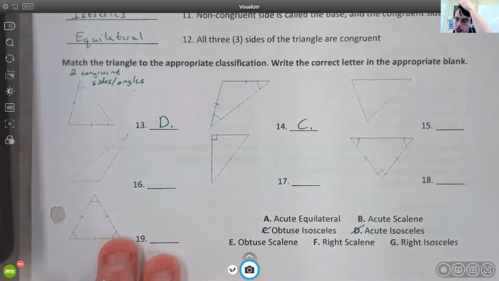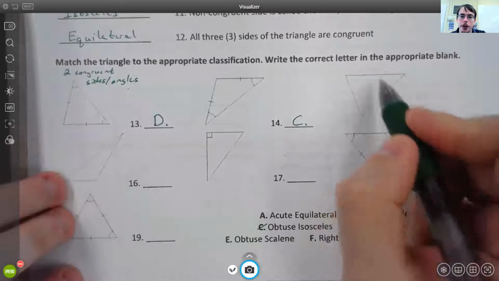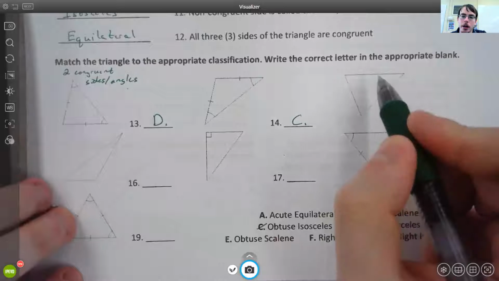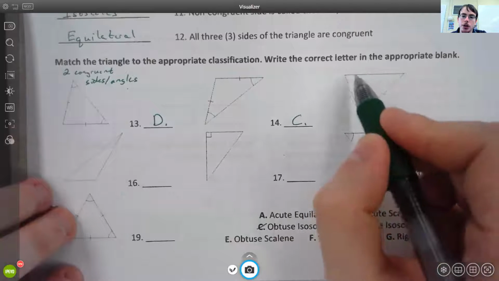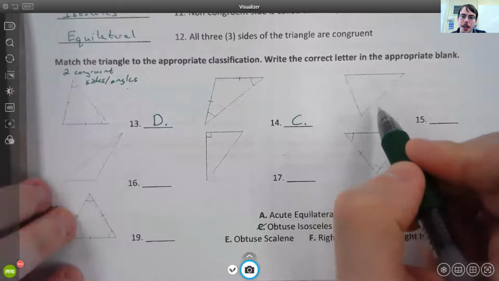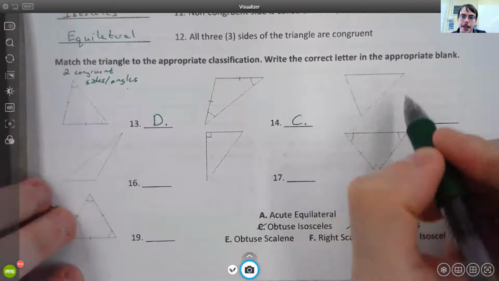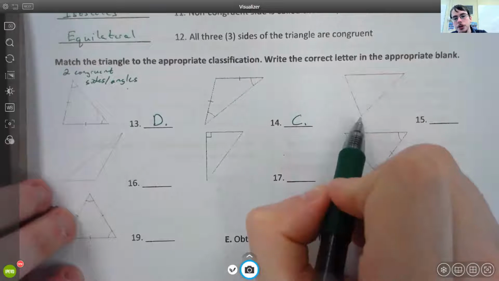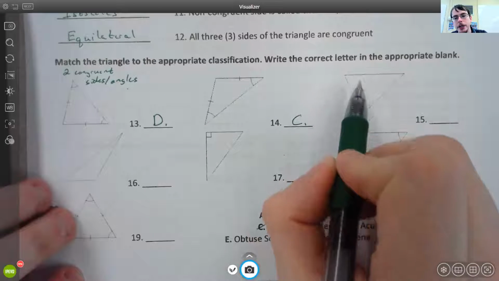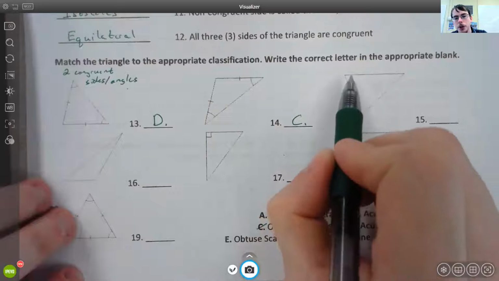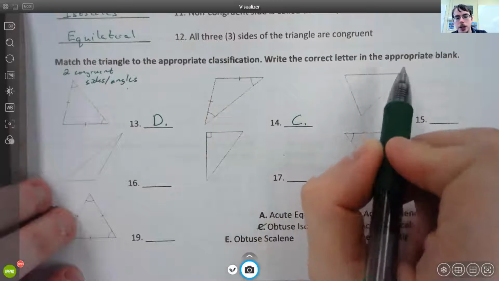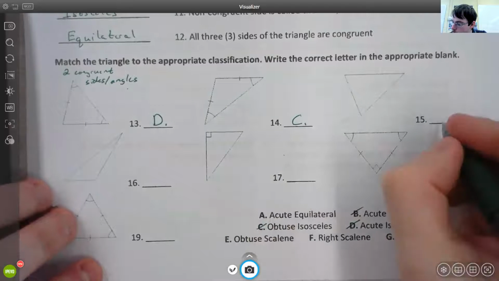Number 15, look at your diagram here. Apologies for the spotty markings here, but look at your diagram. You don't have any congruency marks on either the angles or the sides. So that means that none of the sides are congruent, none of the angles are congruent, so you know it has to be scalene. But look at your angles, are they all less than 90 degrees, or is one right or obtuse? Well, if we look here, we see this is less than 90, this is, and this is. So this is an acute scalene triangle, which is answer choice B.